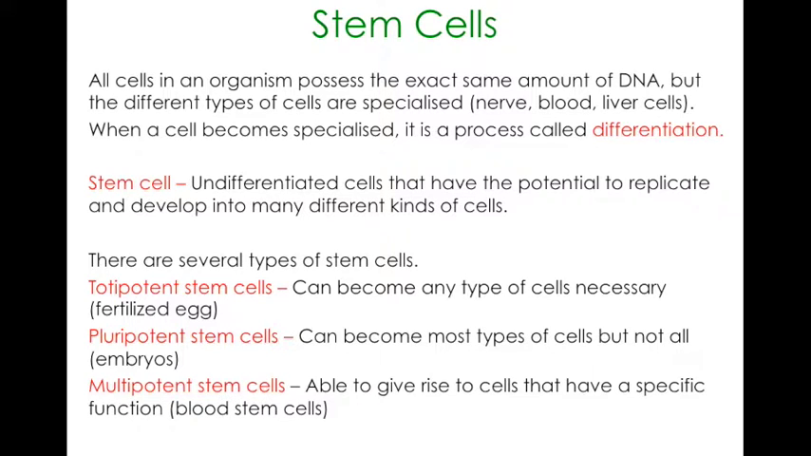Okay. The next level is called the multipotent stem cells. These cells are able to give rise to cells with a specific function, usually specific to a particular type of cell. For example, blood stem cells have the ability to become blood cells, and they're called multipotent. So you can see the degree of potential decreases as you go down. Totipotent being the one that can change into the most types of cells, then pluripotent, and then multipotent, decreasing their potential as you go.